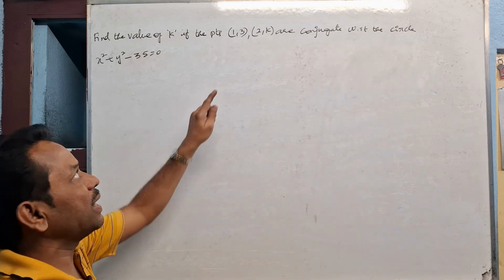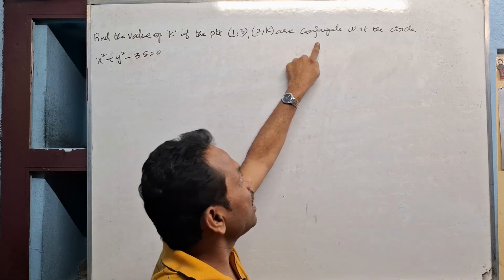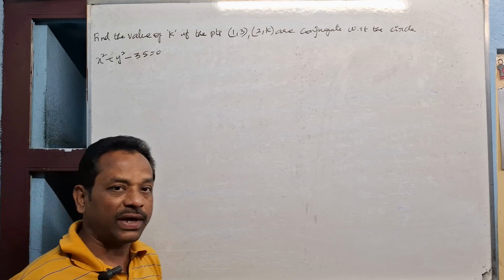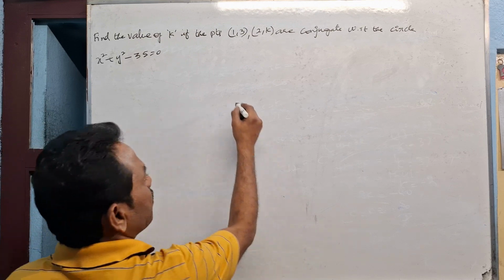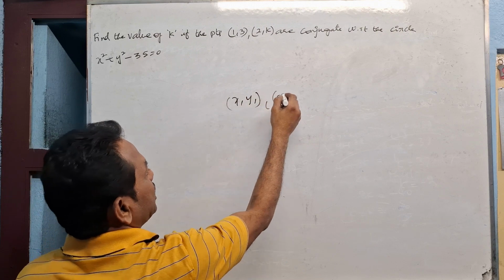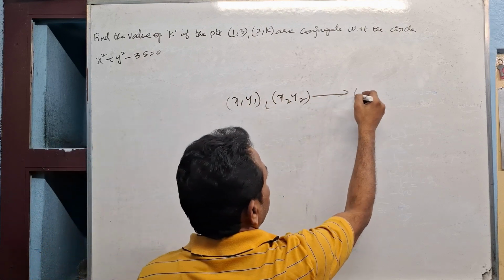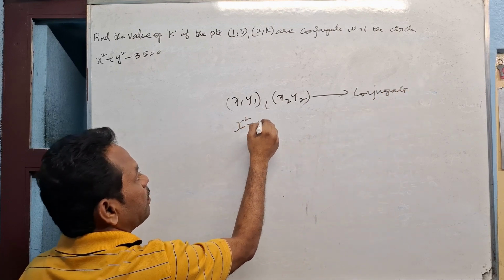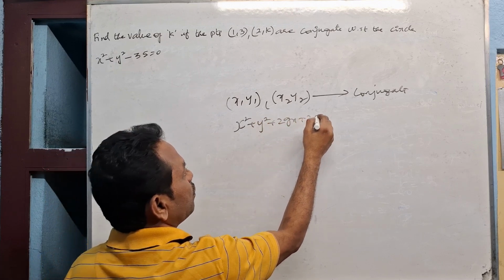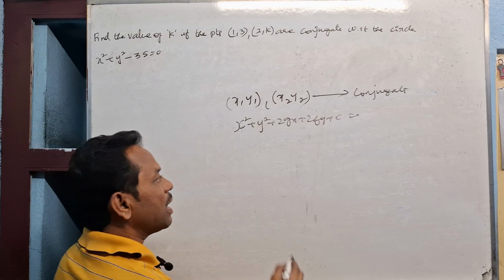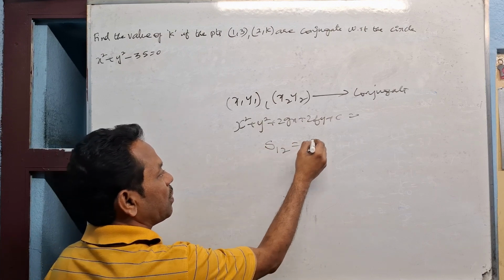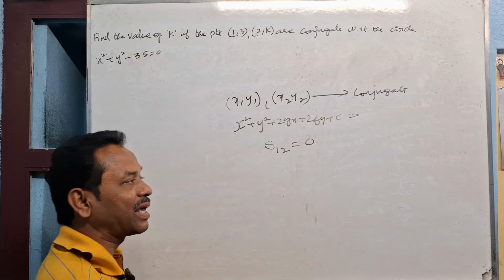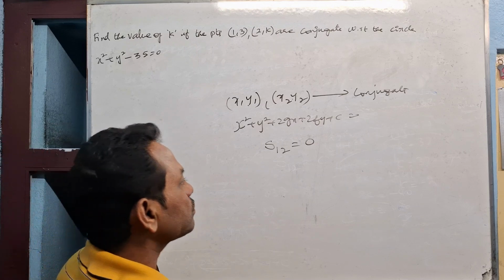Now in this question it is given that (1, 3) and (2, k) are conjugate points with respect to the circle x square plus y square minus 35 equals 0. We need to find the value of k. Now, bachcho, if (x1, y1) and (x2, y2) are conjugate points with respect to the circle x square plus y square plus 2gx plus 2fy plus c equals 0, then I can use the condition S12 equals 0. If these two points are conjugate with this circle, then I can say S12 equal to 0.